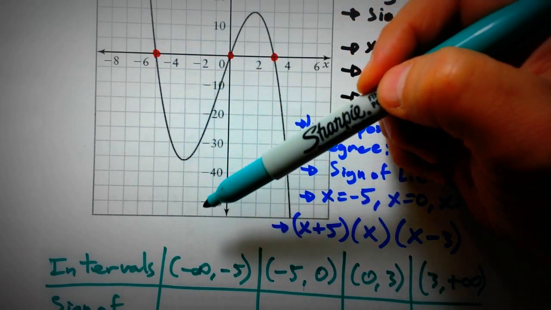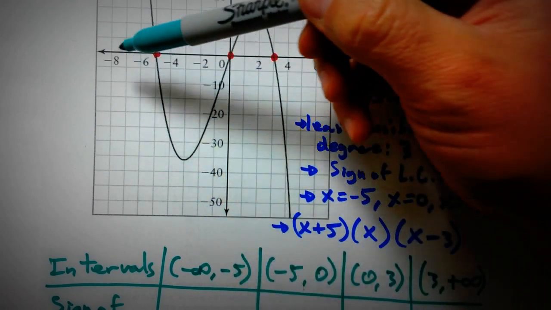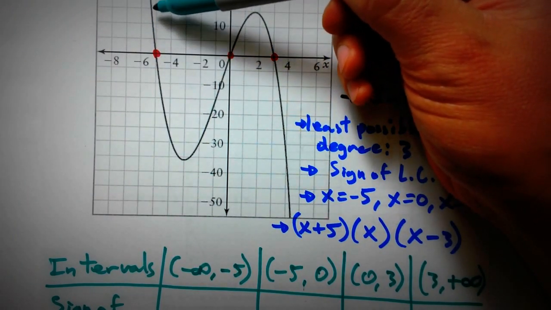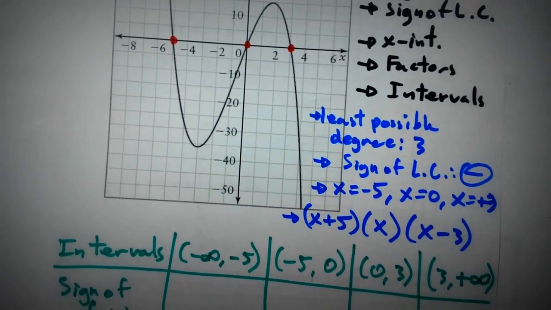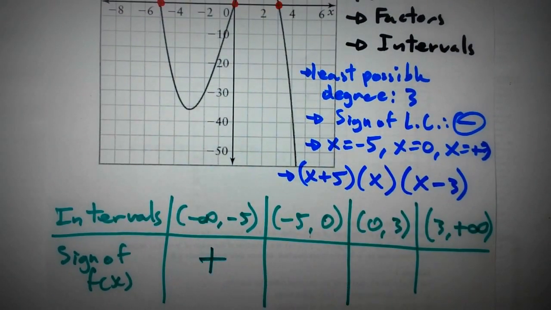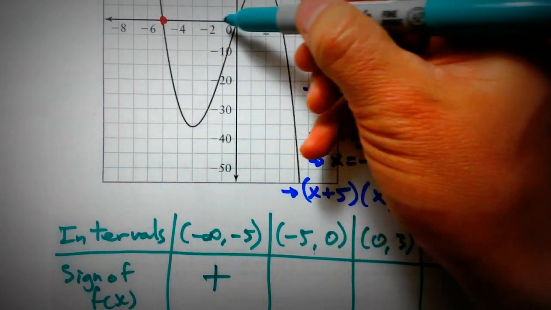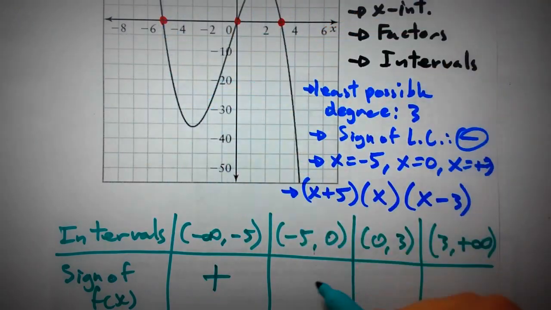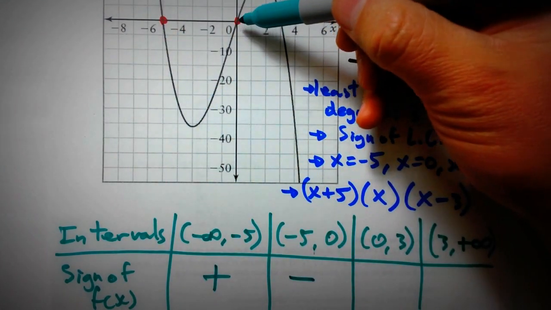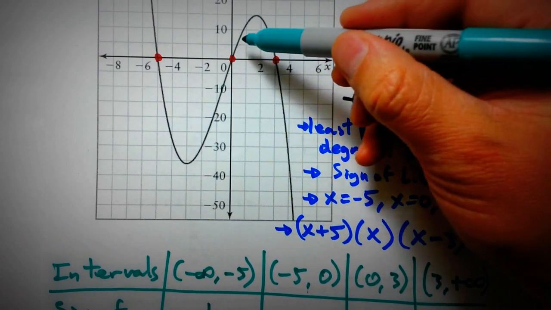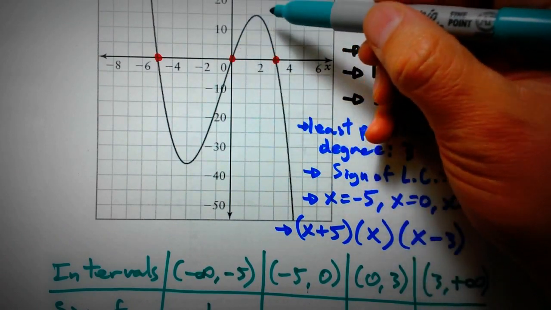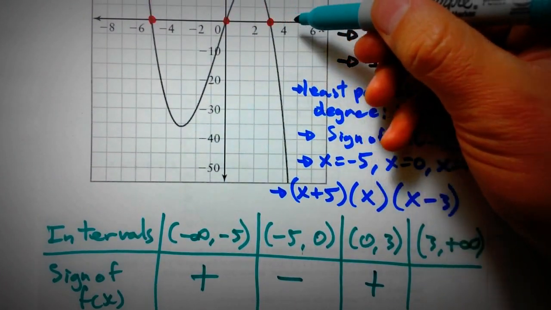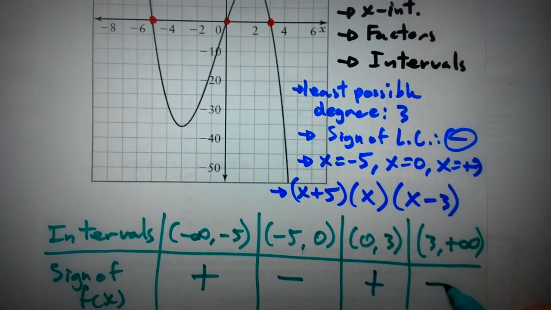Now by looking at the graph, from -infinity to -5, f of x is going to be positive. We see that this function exists above the x-axis, so we simply put positive here. Now from -5 to 0, f of x is below the x-axis, so f of x turns out to be negative. And then from 0 to 3, we can see that it goes over the x-axis, so it's positive. And then from 3 all the way to positive infinity, it will be negative.